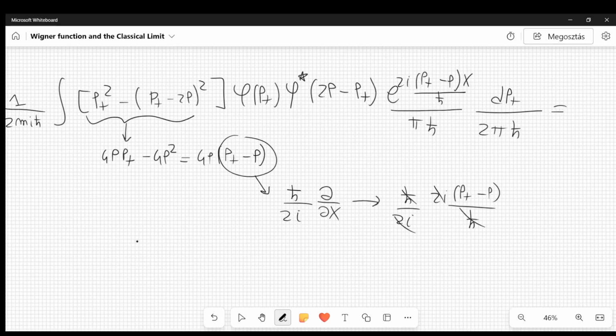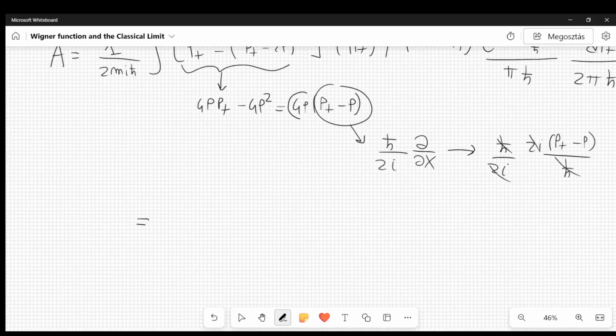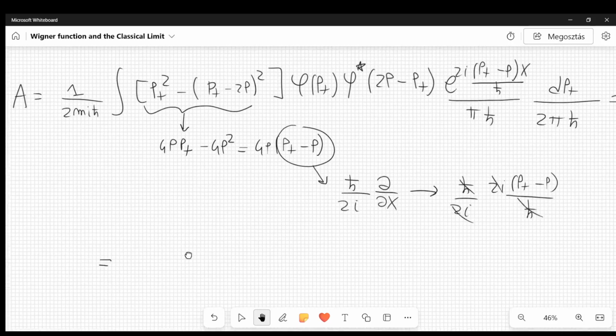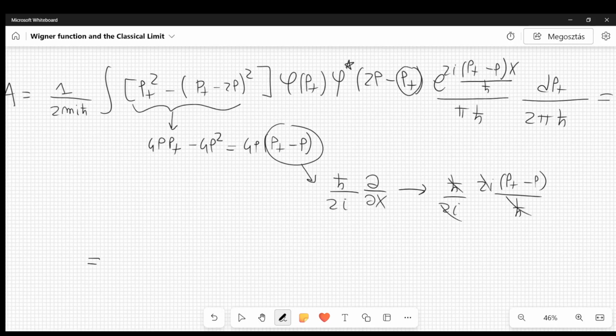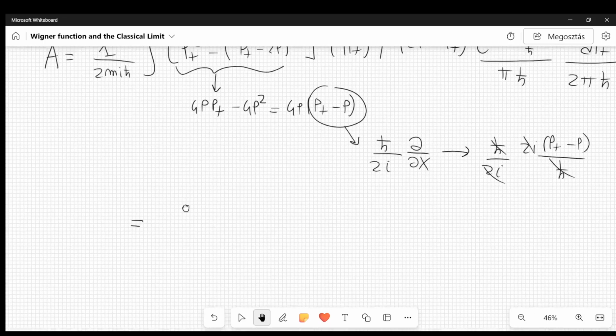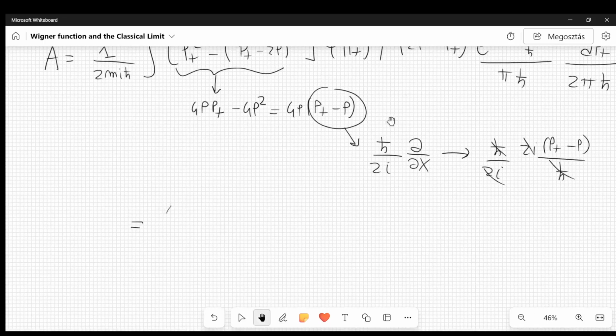So we have something like this. And in particular, you can also take 4p out of the integral, because we are integrating over p plus, and p is not an integration variable, so we can take it out. We have this. We have 4p divided by 2mi, h bar over 2i d over dx.